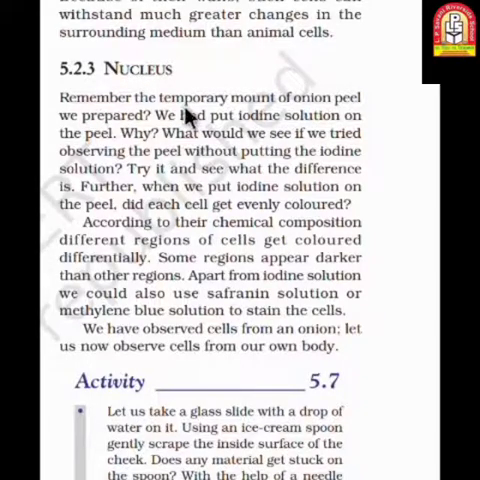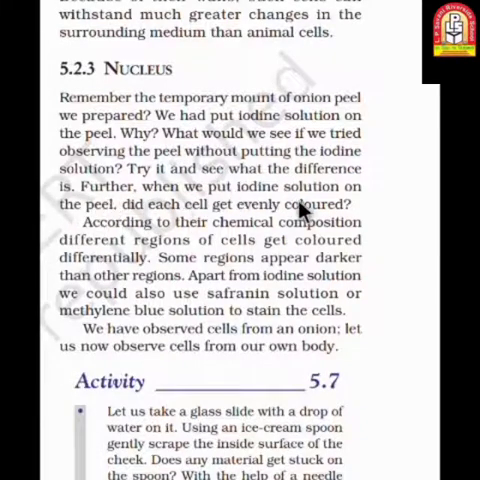Remember the temporary mount of onion peel we prepared. As we saw in the earlier session, the onion peel mount has one dot-like structure in the middle portion of every cell. We had put an iodine solution on the peel. Why? What would we see if we tried to observe the peel without putting the iodine solution? Try it and see what the difference is.